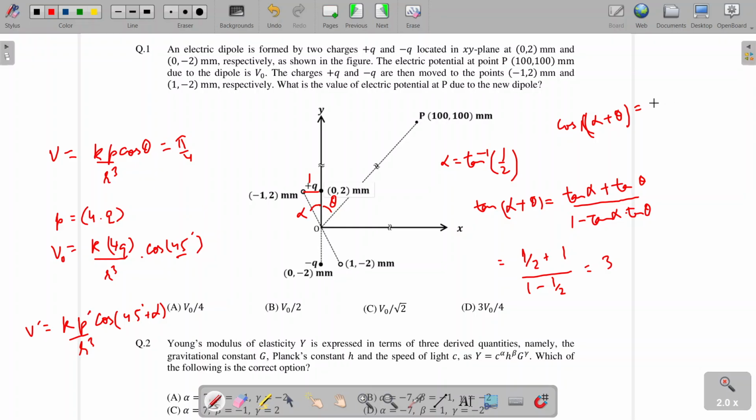So cos of alpha plus theta is equal to 1 divided by square root of 1 plus 3 squared, which is 1 plus 9. So that is correct. So this would be 1 upon square root of 10.